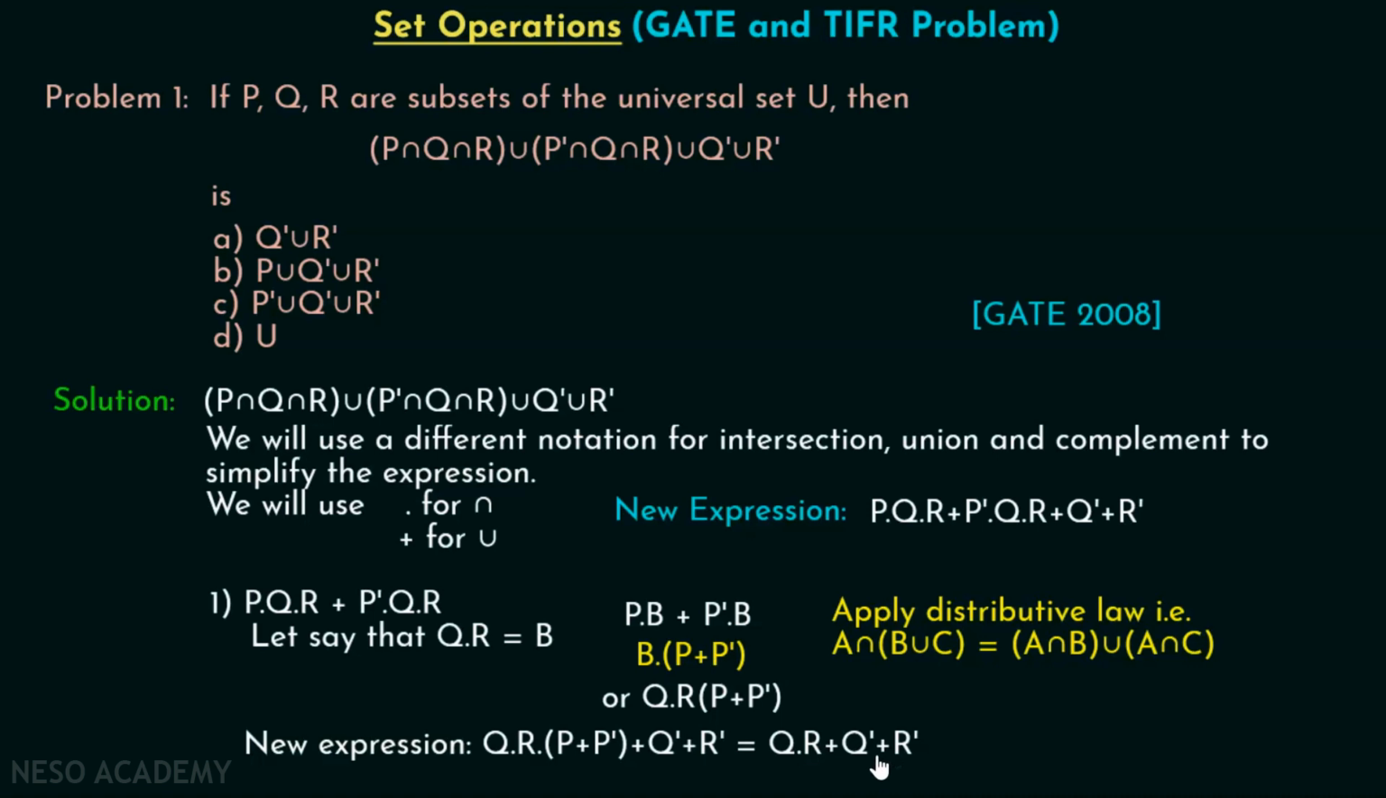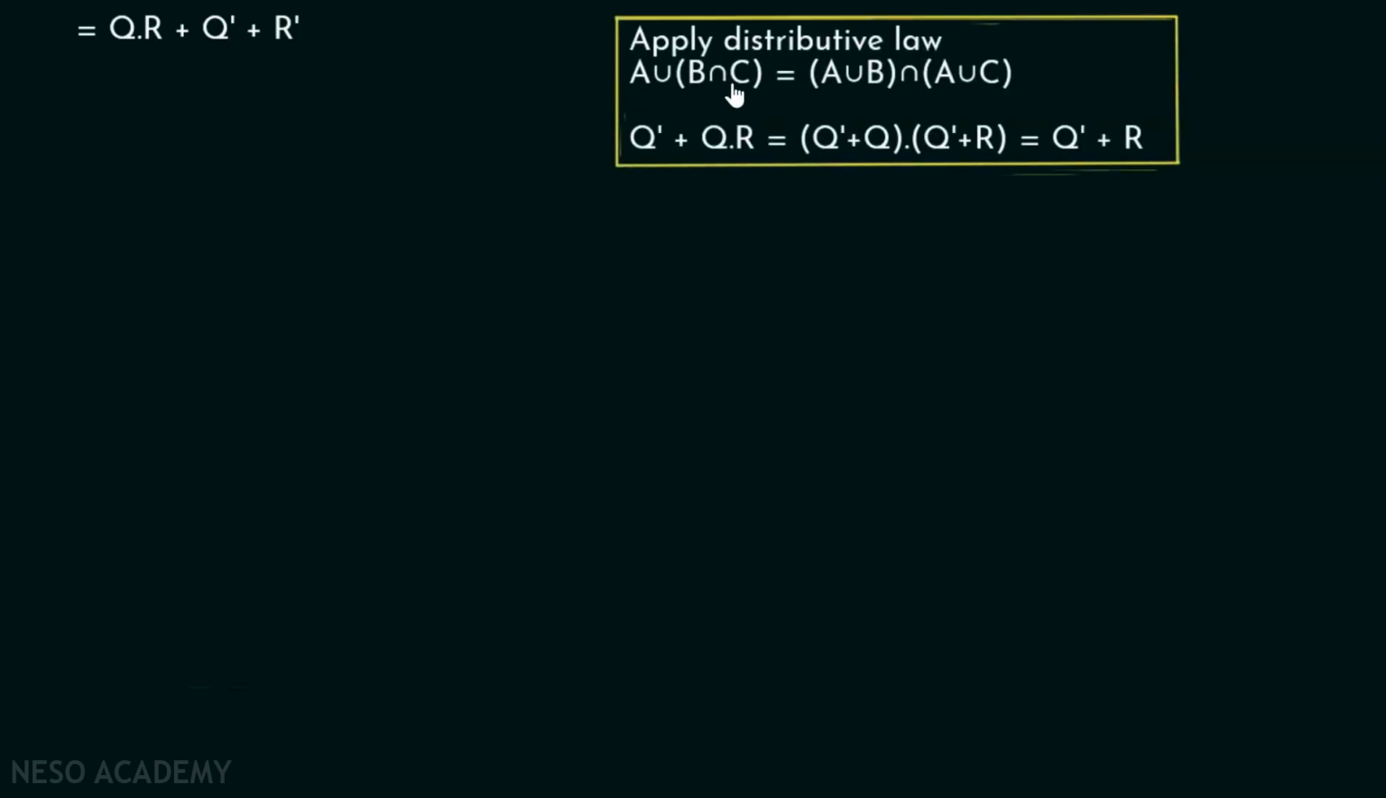Let's try to solve this expression now. This is our new expression, that is Q dot R plus Q complement plus R complement. Let's take this expression Q dot R plus Q complement. Again, we can apply the distributive law here. According to the distributive law, A union B intersection C is equal to A union B intersection A union C. In this case, we have Q complement plus Q dot R, which is equivalent to A union B intersection C.